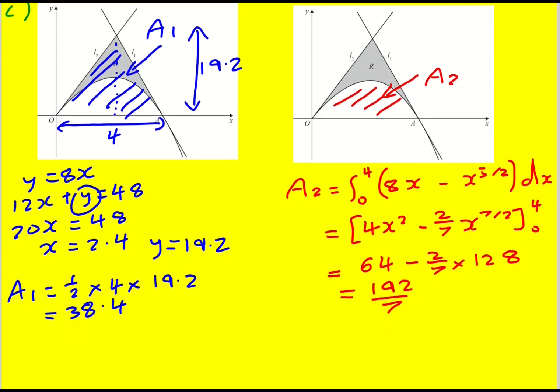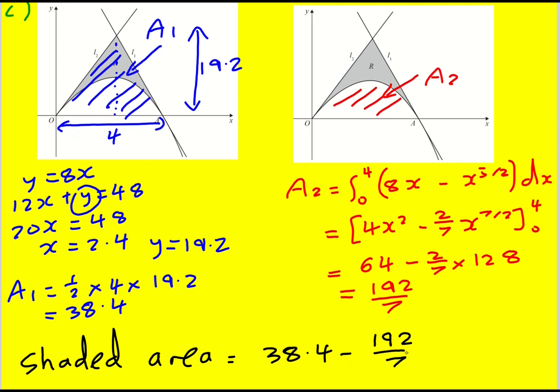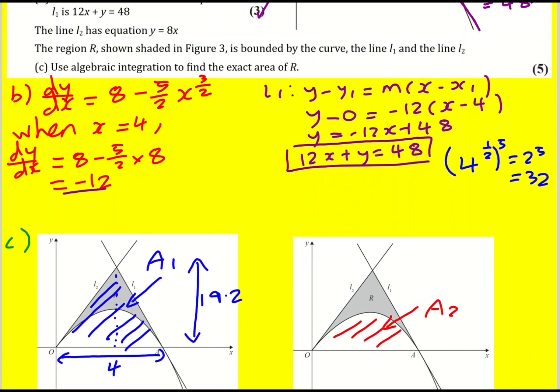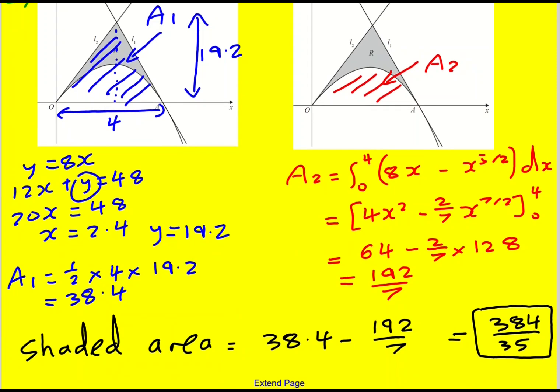And we're there. So that means the shaded area is going to be the area of the triangle minus the 192 over 7, the area under the curve. And this gives 384 over 35. Don't write that as a decimal. It would be a recurring decimal. If you round it, it wouldn't be exact. Okay, and I think, if I remember correctly, they asked us for the exact area. So definitely leave it as a fraction.